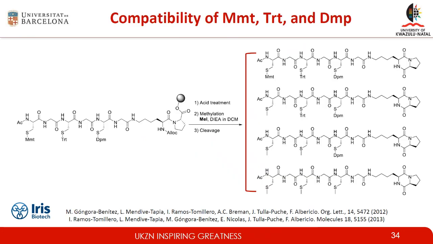Just to show the compatibility of MMT, trityl, and diphenyl methyl, we prepared this small peptide having the three protecting groups, and we put this peptide in the presence of some TFA. If the TFA is very strong, we'll remove the three protecting groups, and then we alkylate with methyl iodide, and we will get the 3-methyl derivative. If the TFA is not very strong, we'll remove one or two of these protecting groups, and after alkylation, we'll get this alkylated product.